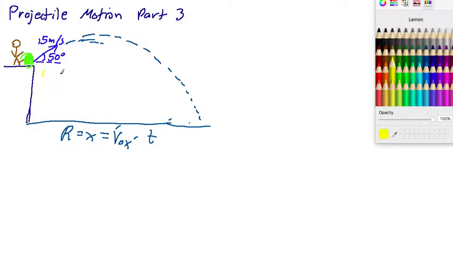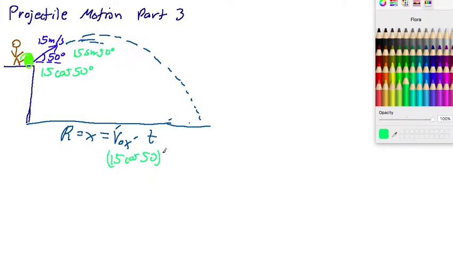Let me change colors, yellow is too bright to be visible. It's going to be 15 cosine 50, and the y would be 15 sine 50. Alright, now knowing that, we're going to come back in here and plug it in. So here this will be 15 cosine 50 times our time.